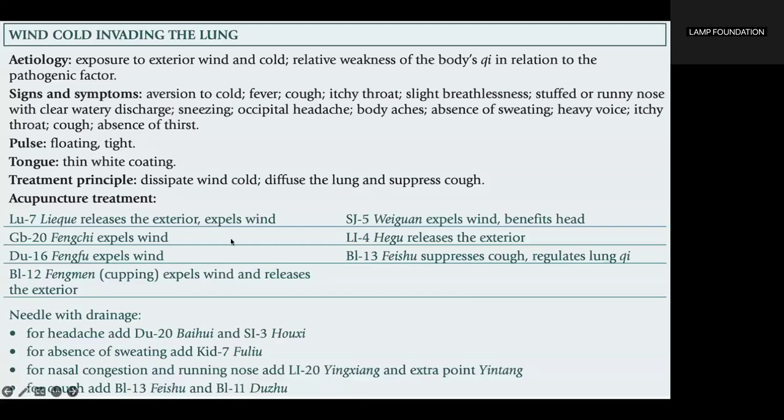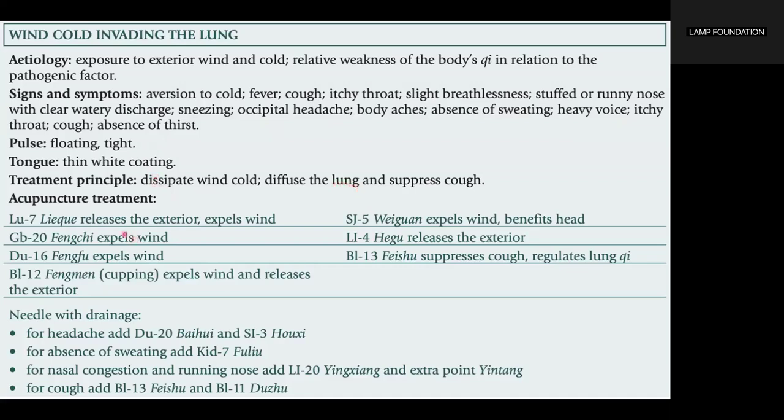So the etiology is exposure to exterior wind and cold, relative weakness of the body's qi in relation to the pathogenic factor. Signs and symptoms, again, would be aversion to cold, fever, cough, itchy throat, slight breathlessness, stuffed or runny nose with clear watery discharge, sneezing, occipital headache, body aches, absence of sweating, heavy voice, itchy throat, cough, absence of thirst. And of course, the pulse would be floating and tight. Tongue has thin white coating. Treatment principle is to dissipate wind cold, diffuse the lung, and suppress the cough.